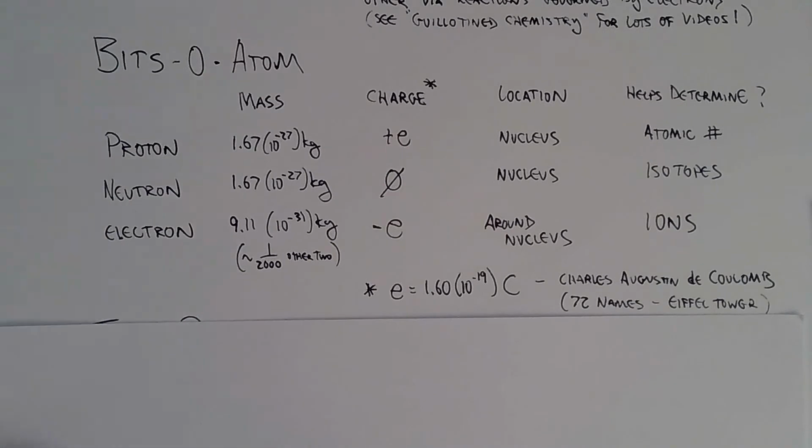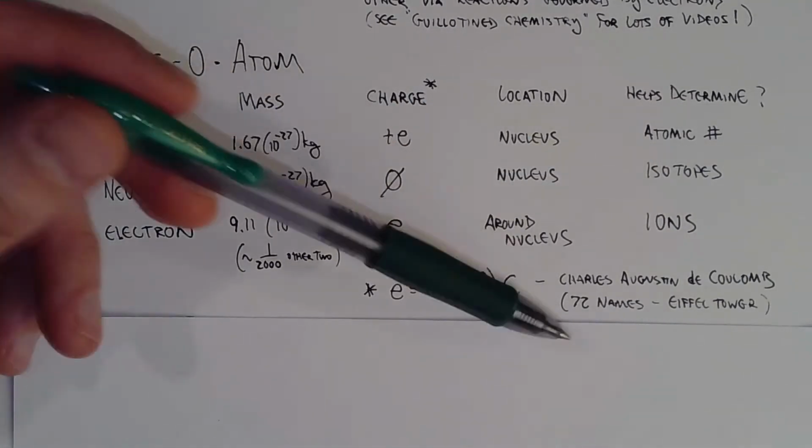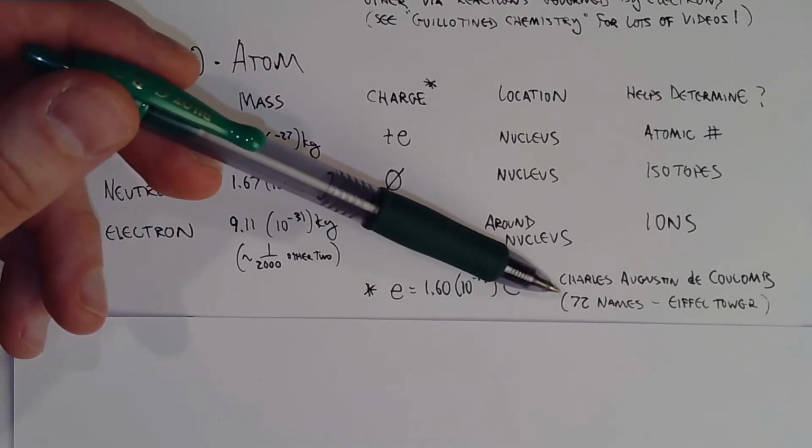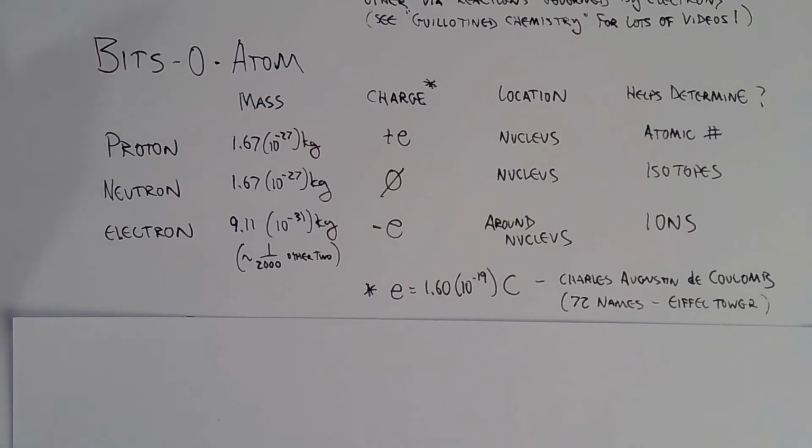And if you're interested in learning a little bit of interesting French trivia, after this video, look up the term 72 names in association with the Eiffel Tower and see what you find out.